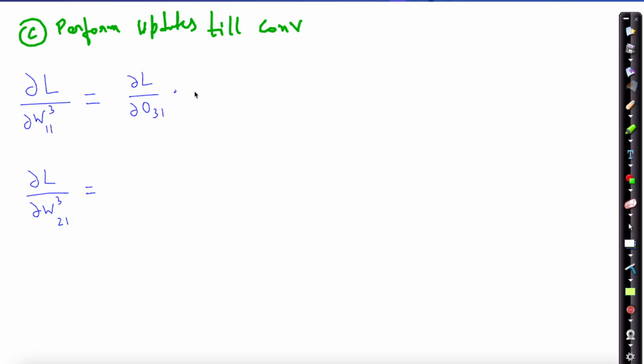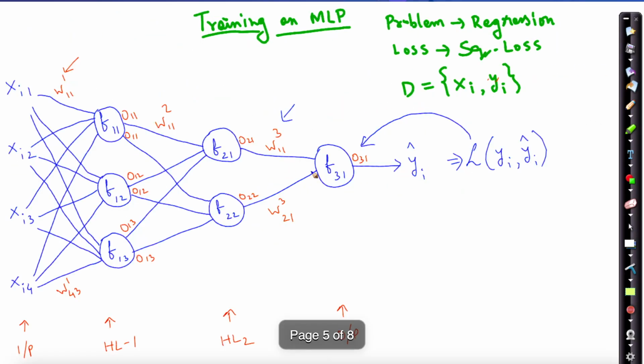Output 31 multiplied by... O31 is dependent on what? Weight 3, this one. Simple. Similarly here you see, this is dependent on what? See here, this loss is dependent on this output, and this output is dependent on this particular weight. Yes, so W321.